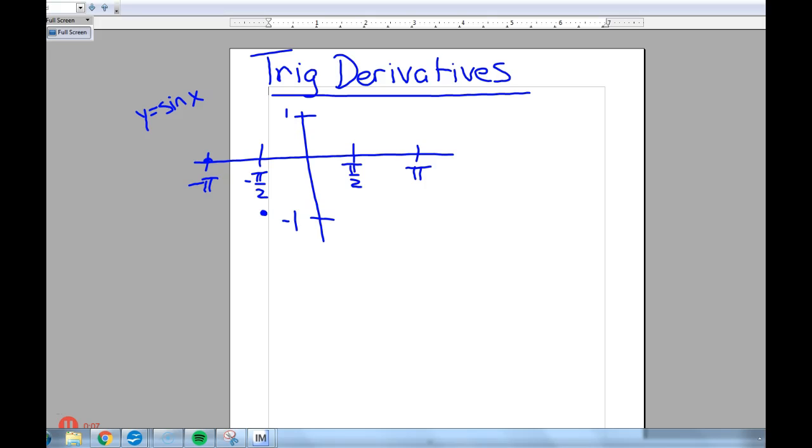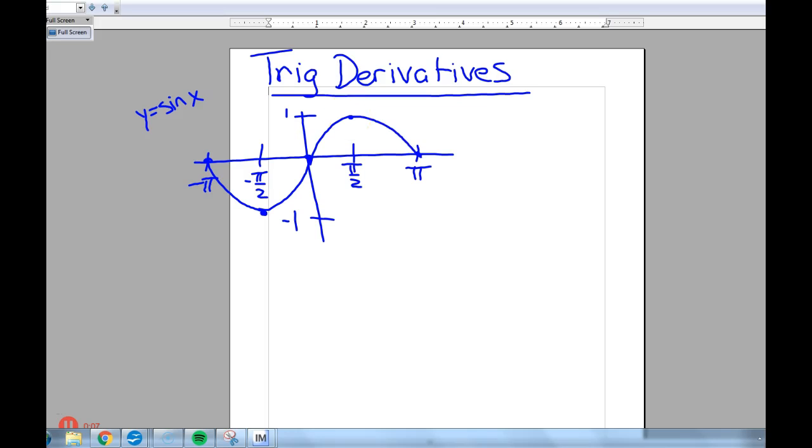Sine of 0. At 0 degrees, what's the y value? 0. Sine of pi over 2? 1. You can see the pattern, right? So that's the graph of sine.